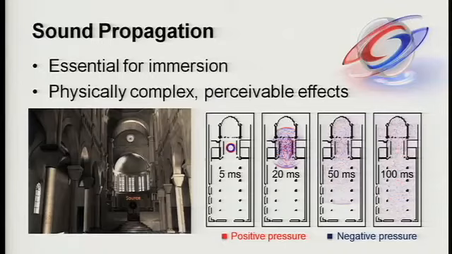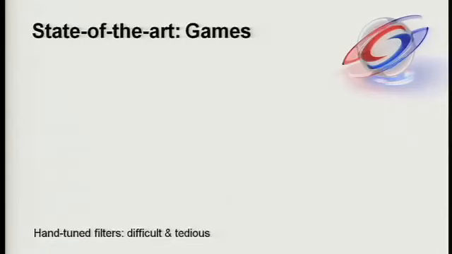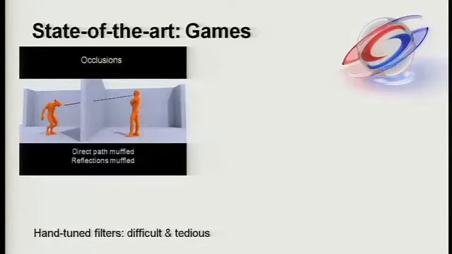And as you can see in this cathedral scene, if a pulse of sound is emitted at a certain location, over a short period of 100 milliseconds, it becomes quite complicated. And many of these wave effects are perceivable to us. The state of the art in current interactive applications like games is to use hand-tuned filters for assigning this. And this becomes difficult and tedious.